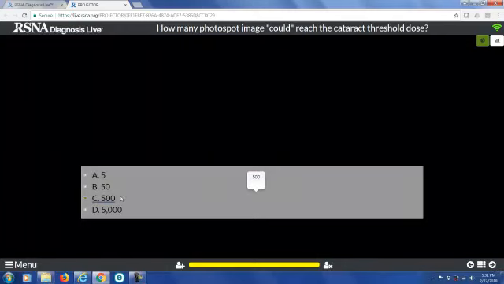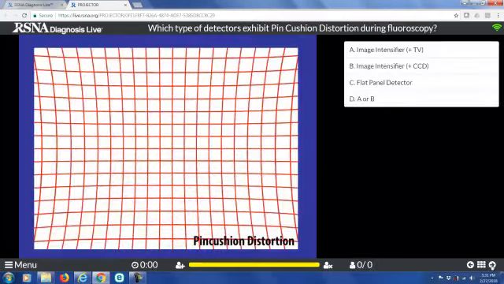The entrance radiation dose for one radiograph is about a milligray. If you have 500 images, you can get up to 500 milligray, and it is currently believed that the threshold dose for inducing cataracts by radiation is in fact about 500 milligray. So a lot of information there. If you put that all together, well done.